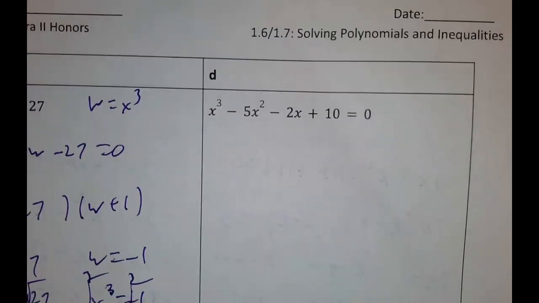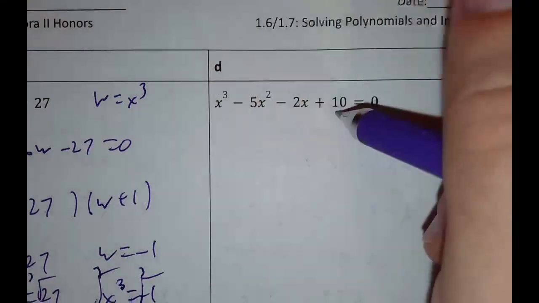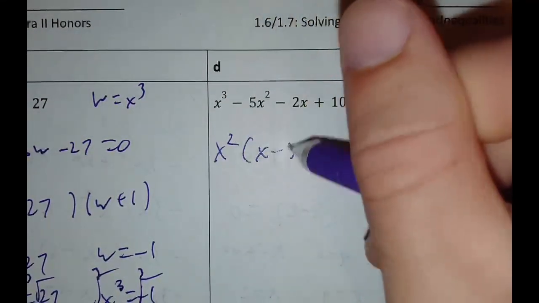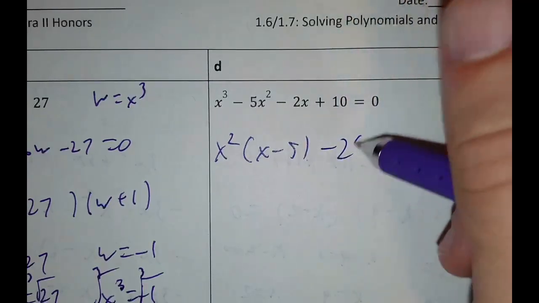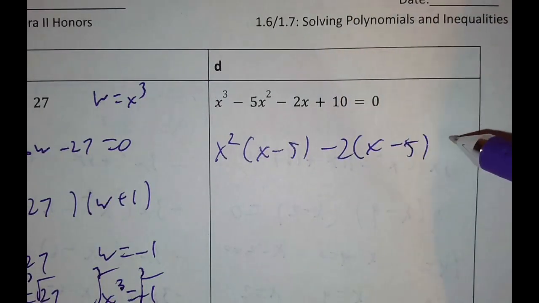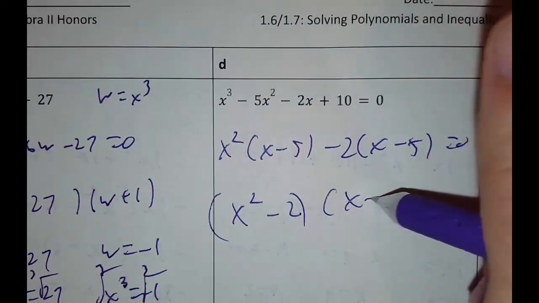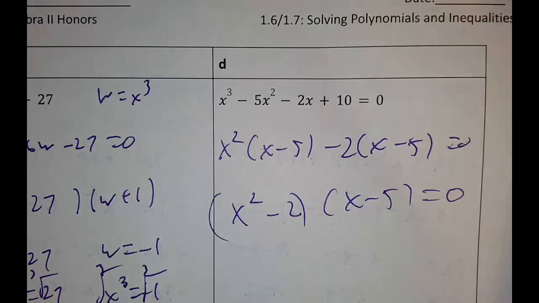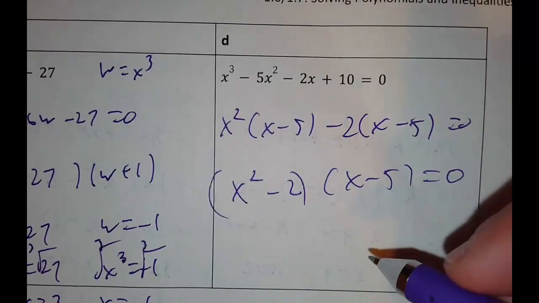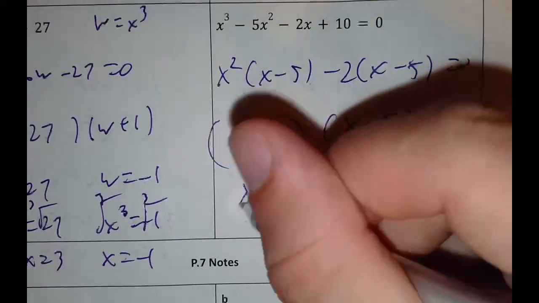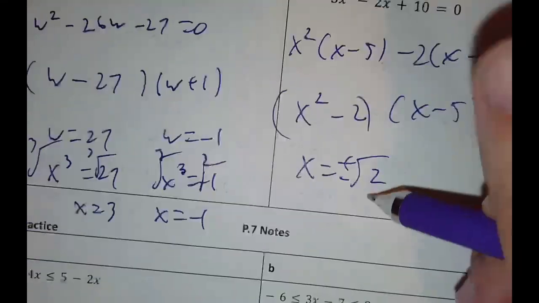D is another factoring by grouping one. You're just taking out the greatest common factor of these. Greatest common factor is x squared, x minus 5, and here negative 2, minus 2, x minus 5 equals 0, so it's going to be x squared minus 2, x minus 5 equals 0. And you solve. So I think that's x equals plus or minus root 2 and x equals 5.